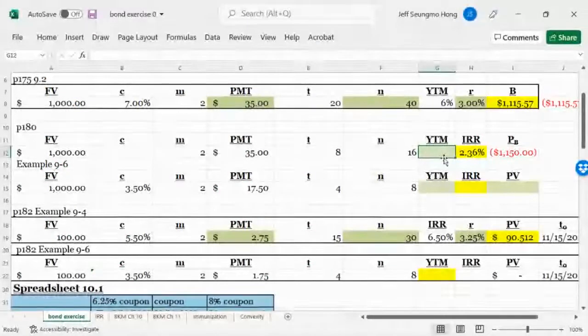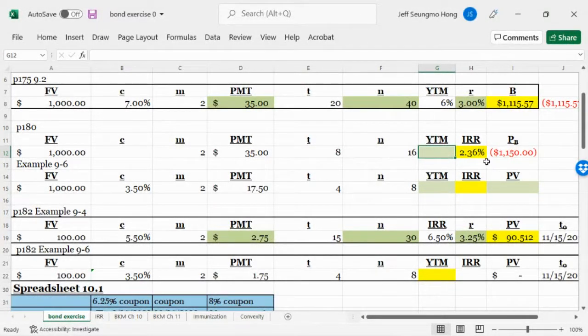That's why I put it there. So here, that's the half year rate. To turn it into a full year rate, what do you need to do? All you need to do is simply multiply that by 2. Multiply that by the compounding frequency, which is 2, and you get 4.73. That's the yield. That's the yield to maturity.